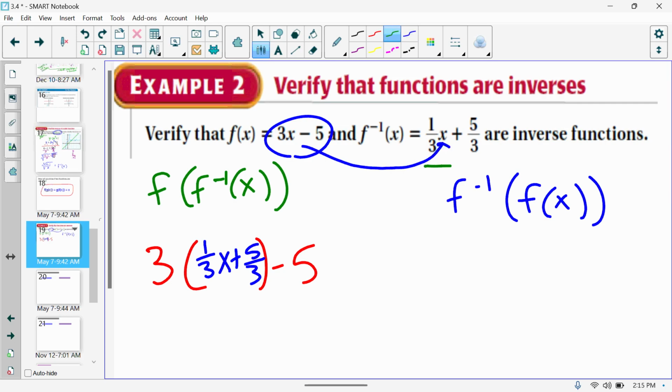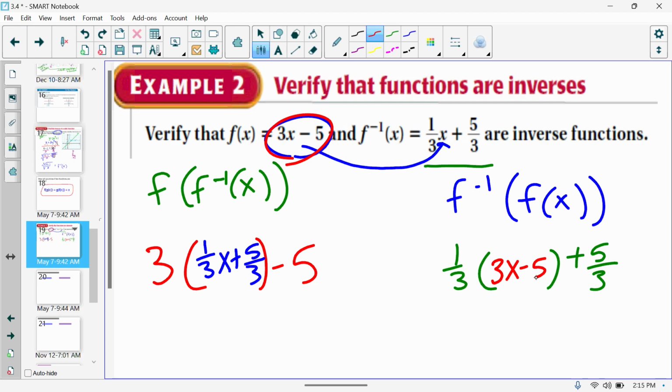So again, I would recommend writing this out, but where the x was, you're putting this, 3x minus 5. So you're putting one function into the other function. Let's look at the left side of this.